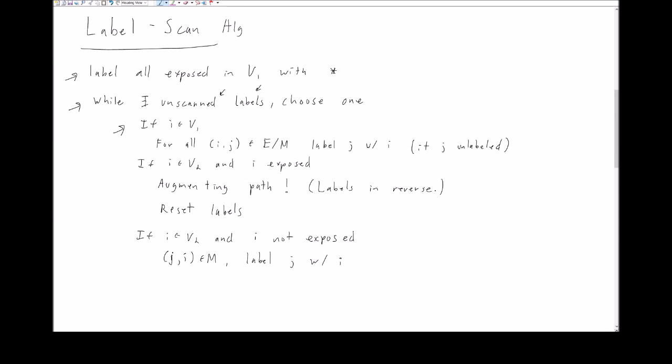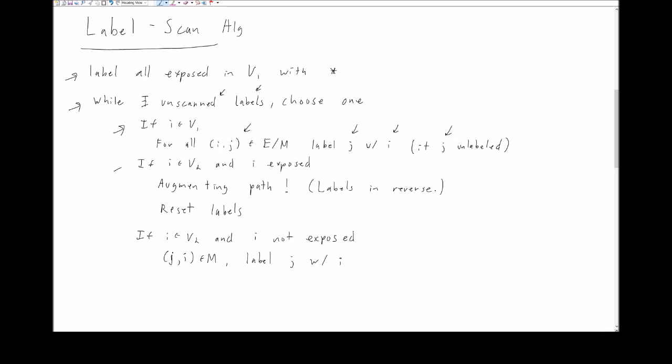If our currently scanned node is a node I in the node set V1, then we look at every edge that's not in the matching and look at the other endpoint of this edge, say J, and label all of these nodes with the label I. So now all of these nodes that are on the other end of these non-matching edges are labeled with I. This is only true if J is unlabeled. If J already has a label, we do not remove its label or replace it.